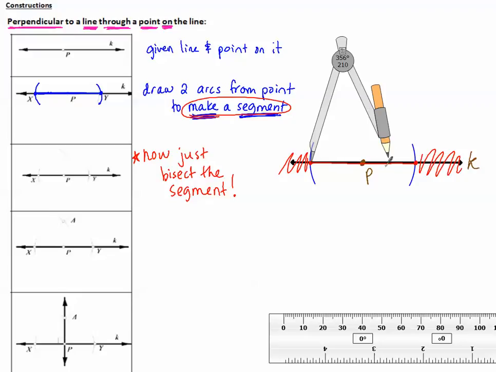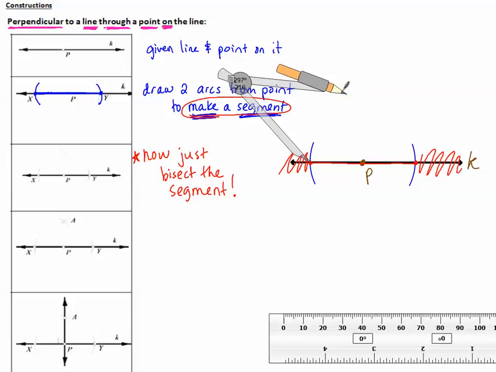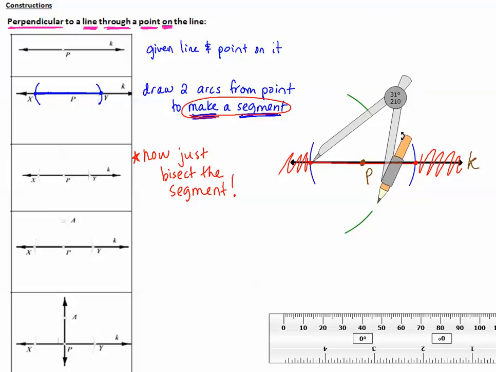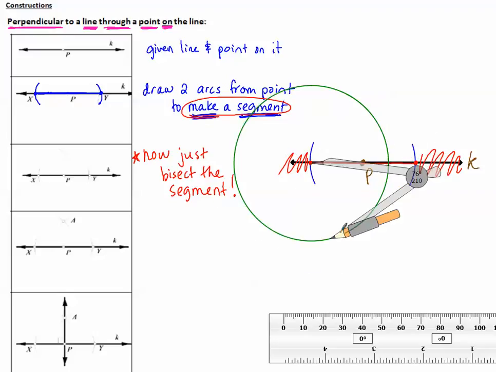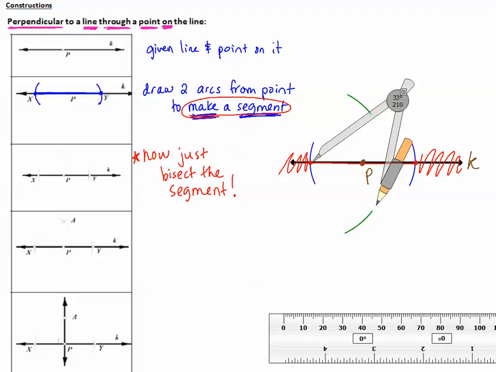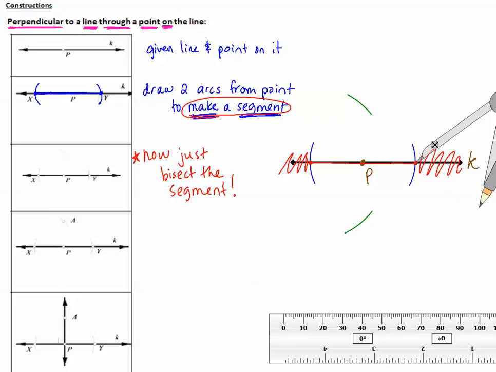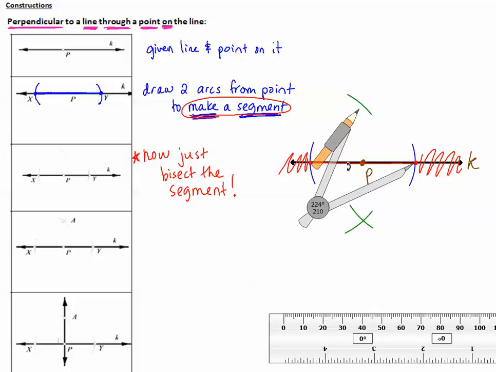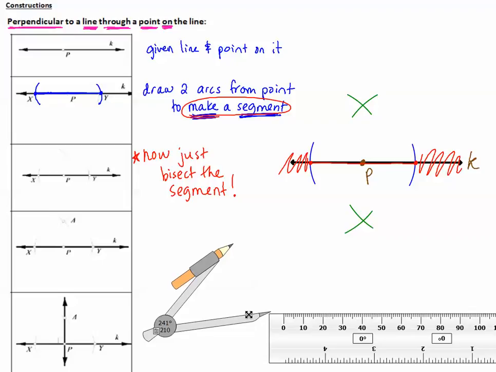Now remember, these are the two endpoints of your segment. The rest we don't need. Draw an arc that goes through the top and underneath, over and under. Again, if you wanted to draw the entire circle, you can do that, but we really don't need all of that. Go to the other endpoint. Don't change the width of your compass. Draw an arc that goes through the bottom and an arc that intersects through the top. Notice the two arcs intersecting at the top and at the bottom.